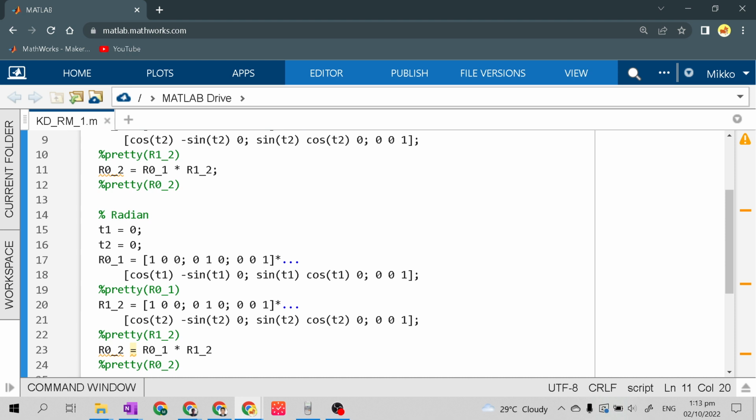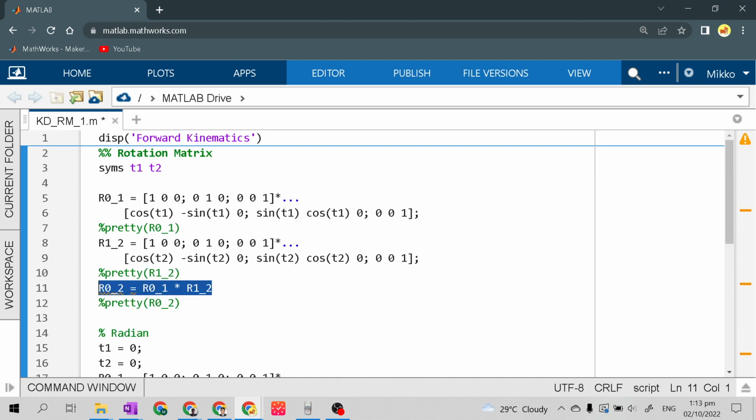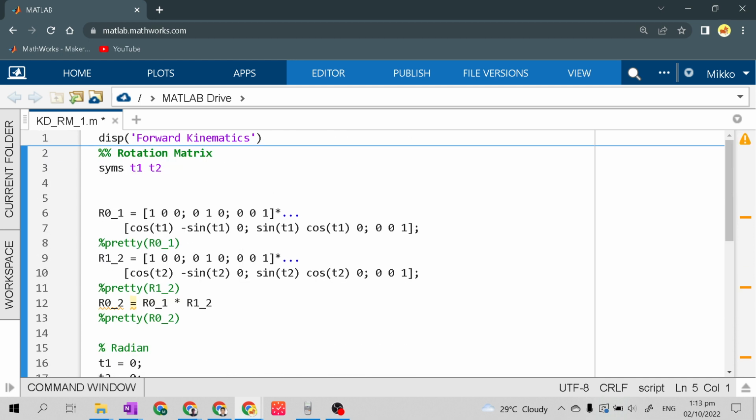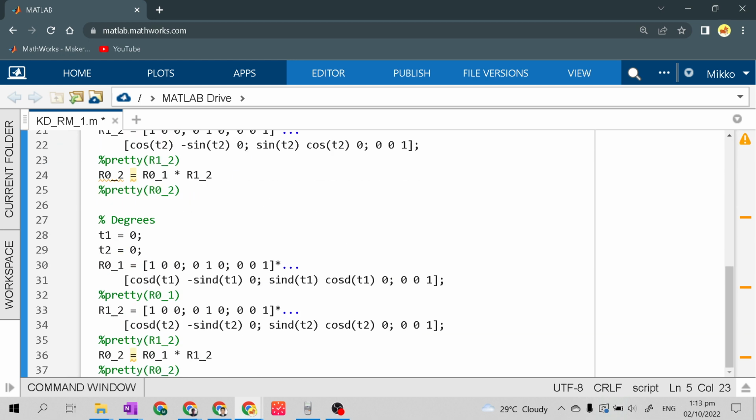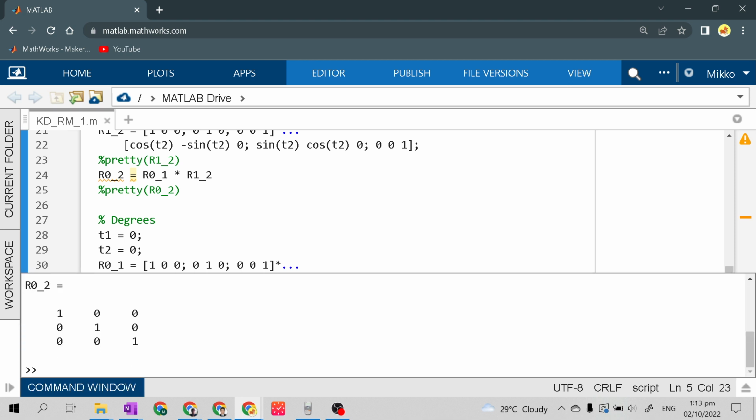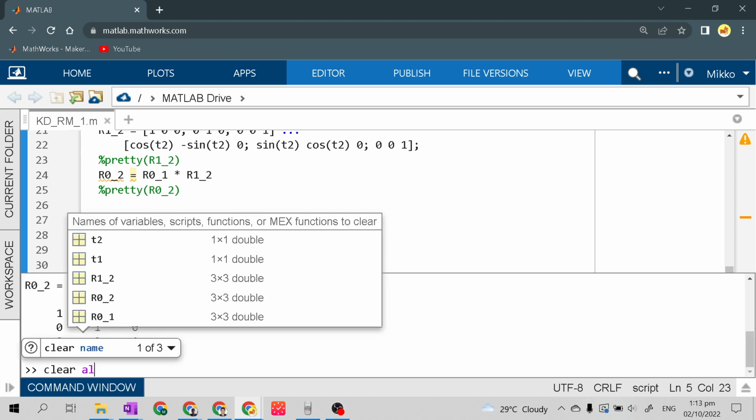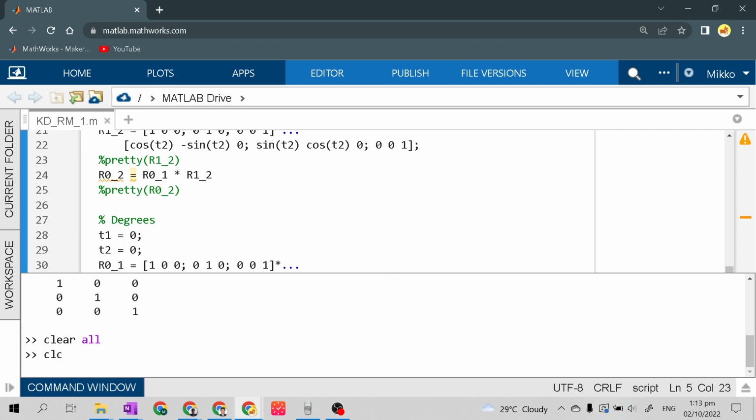Okay, so let's also make this visible. This R02 equals R01 times R12, the algebraic expression of our rotation matrix. Sorry, this is not Python. Algebraic expressions. Next, clear all. Let's clear them all, then CLC.